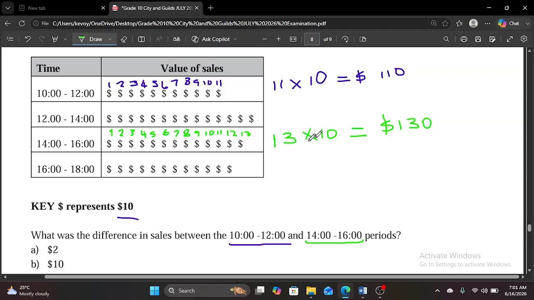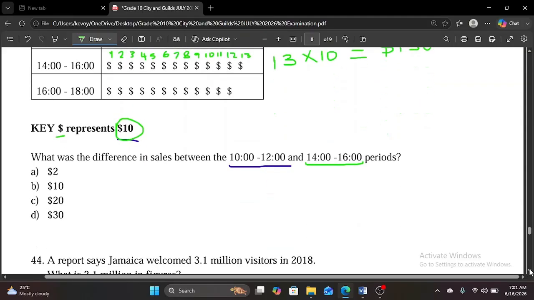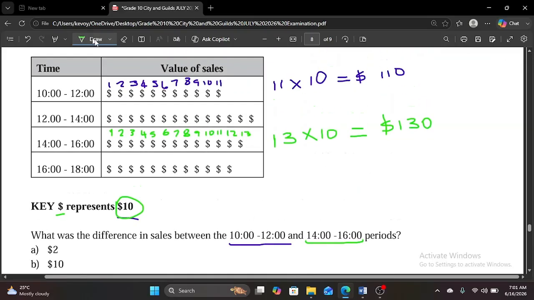So the reason why I multiply by 10 is because remember that each dollar sign represents $10. So now that we have that, it asks us what is the difference of sales between these times. So the difference of sales, you're just going to subtract to find the difference. You subtract the smaller number from the bigger number.